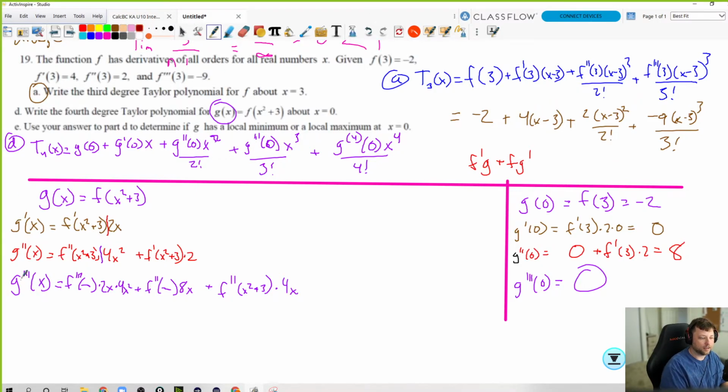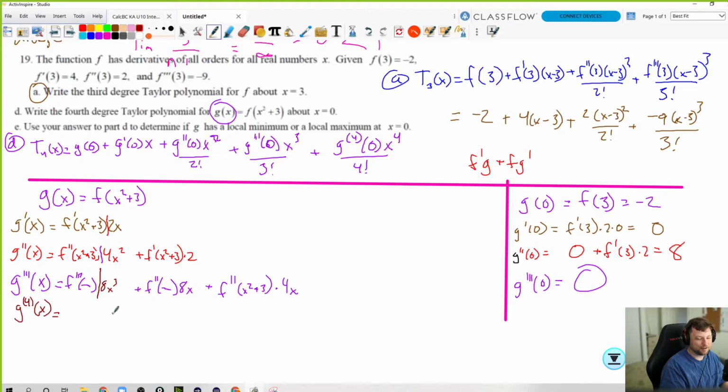Now, the last thing is doing it to the 4th derivative. You look at this and you're like, what? How many product rules do I have to do? I'm going to rewrite this as 8x cubed.